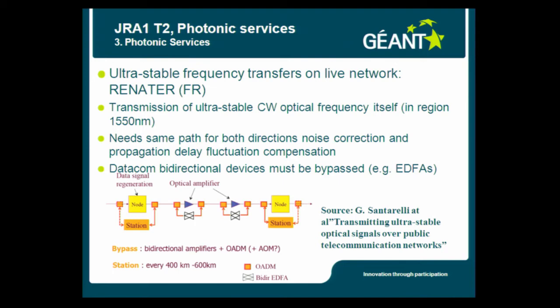Again, it is done on the RENATER production network. And these ultra-stable pulses are not transmitted through regular routers or switches. They are used to bypass these regeneration nodes and are transmitted independently.